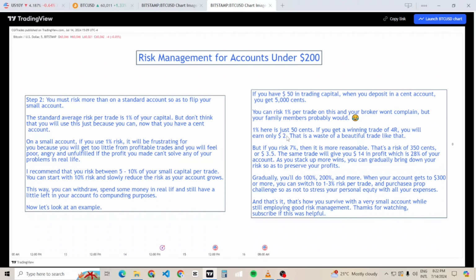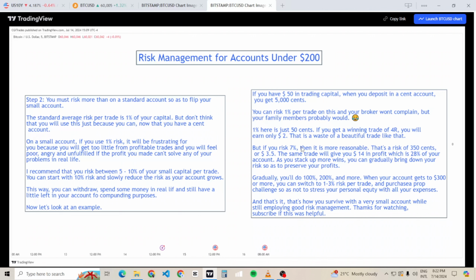You can buy some things with it, but it won't really make much difference. You can't even use it to eat a proper meal outside. You understand? So that's a waste of a beautiful trade like that. So don't use 1% risk on your small account.